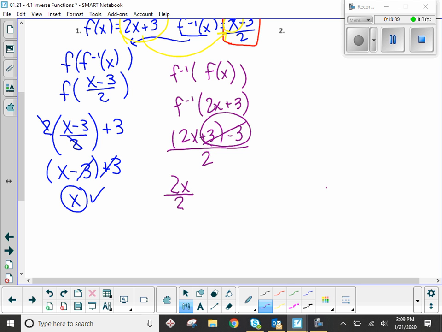Now you can cancel the 2's because they're factors. They're not being added or subtracted to anything. This 2 is strictly being just multiplied by that x. So now they cancel, and now you get x. And it checks.